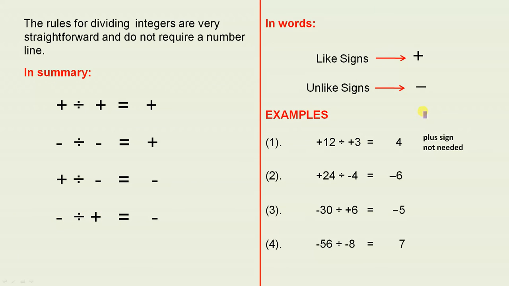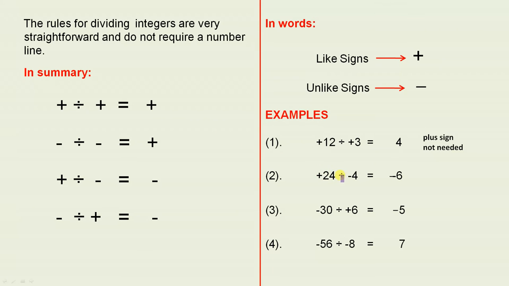So let's look at some straightforward examples. Plus 12 divided by plus 3 equals 4. The plus sign here is not needed. We know that it's plus 4. So when you don't see a sign, you know that it's positive. Now, that's the same as this one here. Okay, so number 1 is the same as that one.